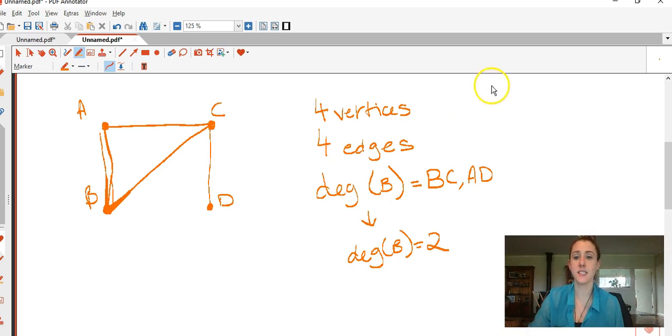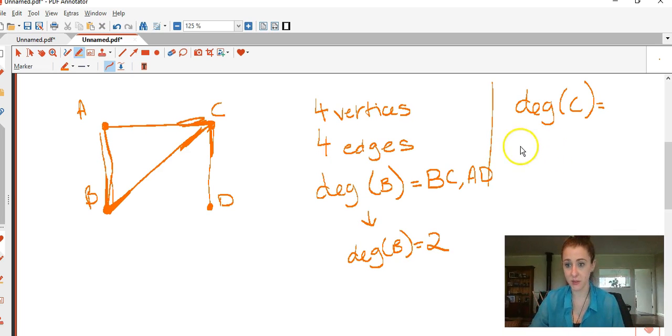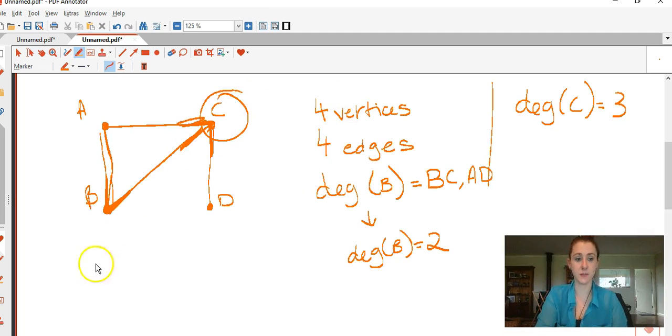If we talked about C though, so the degree of C, so we've got AC coming in, BC coming in, and CD coming in, or going out, whichever way you look at it, means that it's a degree 3. So it's an odd vertex.